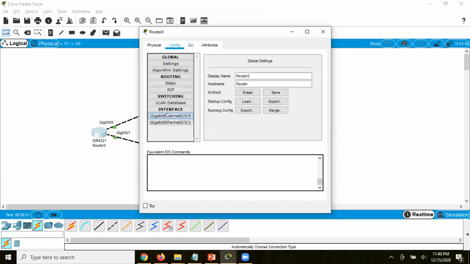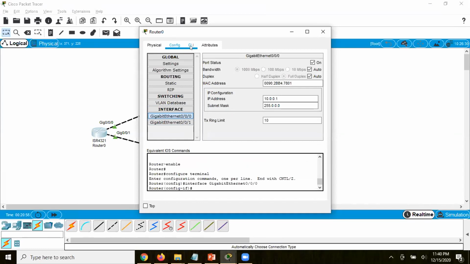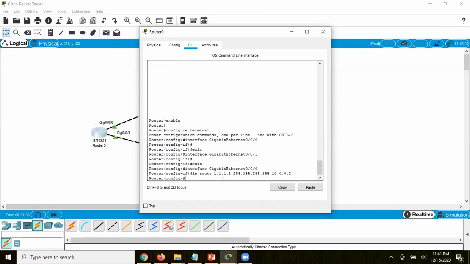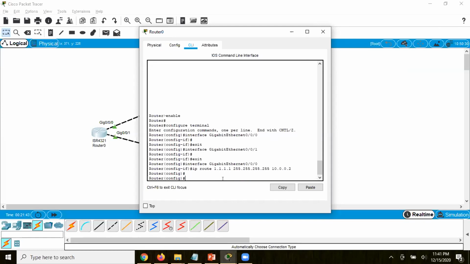Configuration interface and interface one. Okay. Interface zero CLI. Yeah, CLI. I guess we need to exit once. Okay. Exit? Yeah, already it is exited.